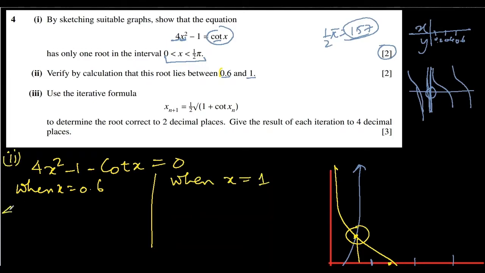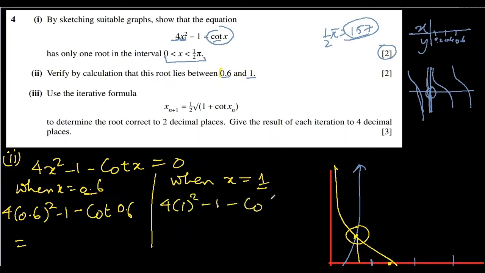So it will become 0.6 squared minus 1 minus cot 0.6, and I will not write equal to 0 because it will not be equal to 0. The root is between 0.6 and 1. It is not the root, so it can't be equal to 0. So we'll evaluate it. Similarly, we'll do here 1 squared minus 1 minus cot 1. Change your calculator to radians and evaluate both of them.